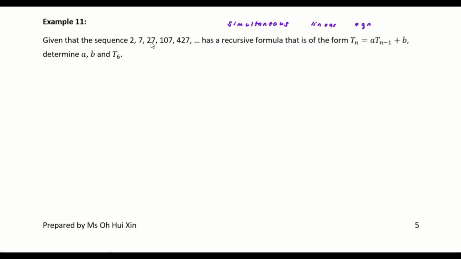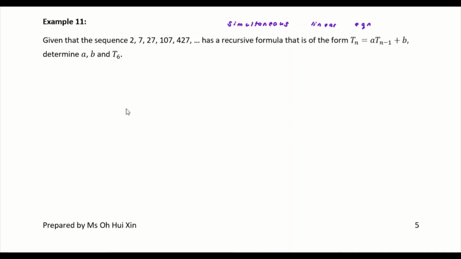Okay, so the sequence 2, 7, 10, 7, 4, 2, 0 has a recursive rule that's in this form. So determine A, B, and T6. Okay, so in this one, we are not given the rule. So which means we are the ones that need to solve for the A and the B. So how are we going to do that?